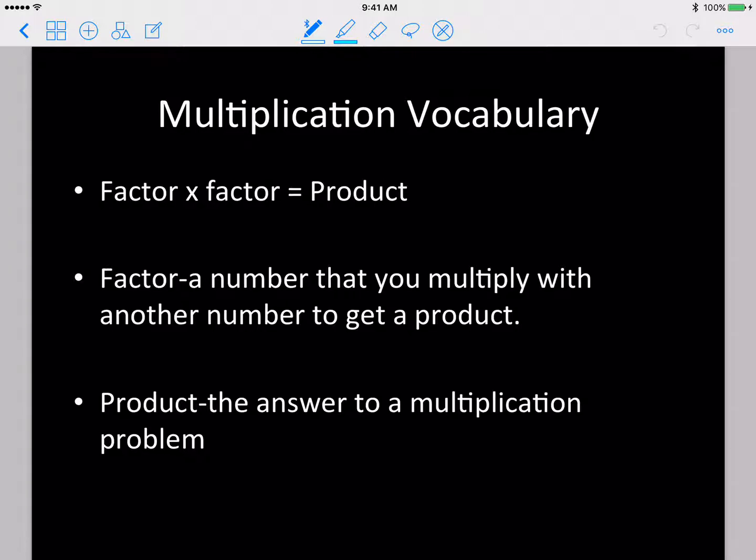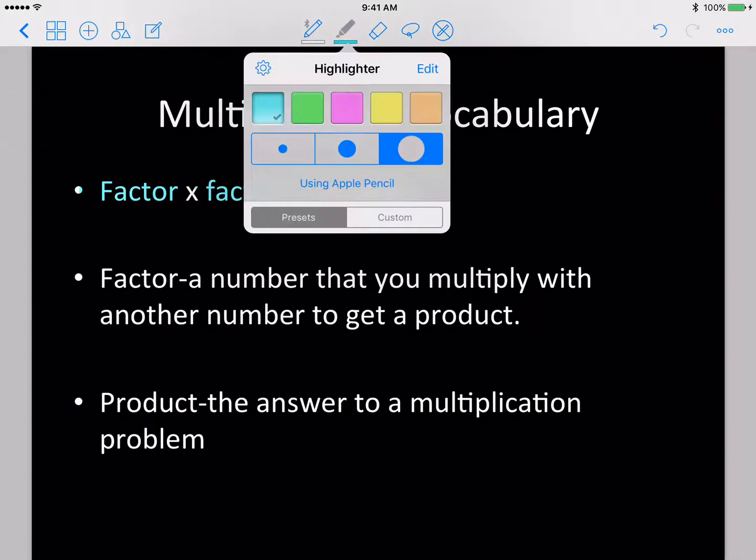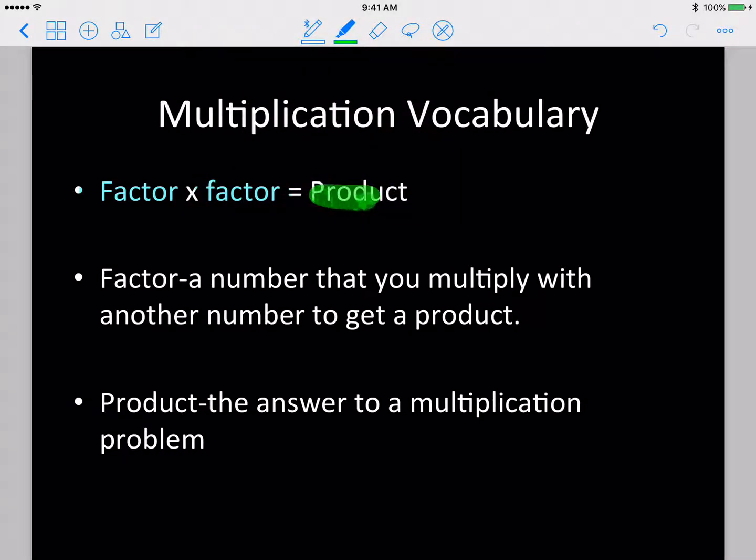We're going to start with some multiplication vocabulary. So you all remember from 3rd grade that a factor times a factor is equal to a product. Okay. So what is a factor? A factor is a number that you multiply with another number to get a product.